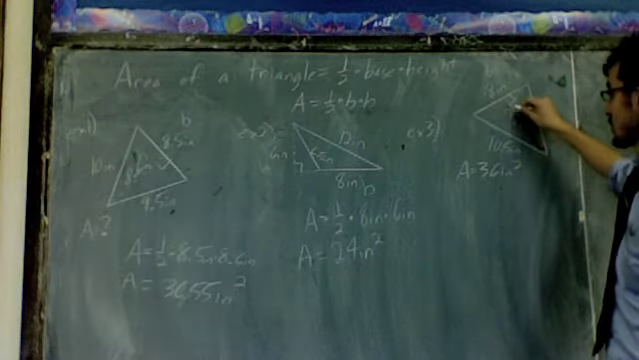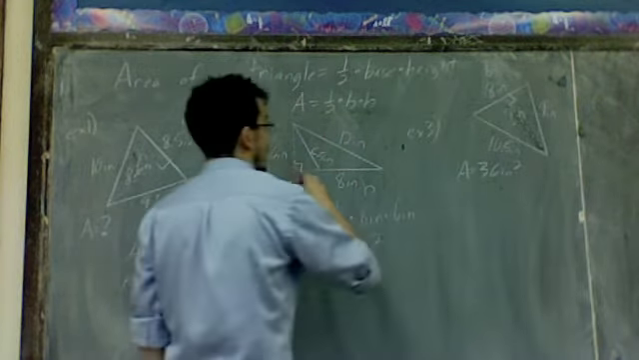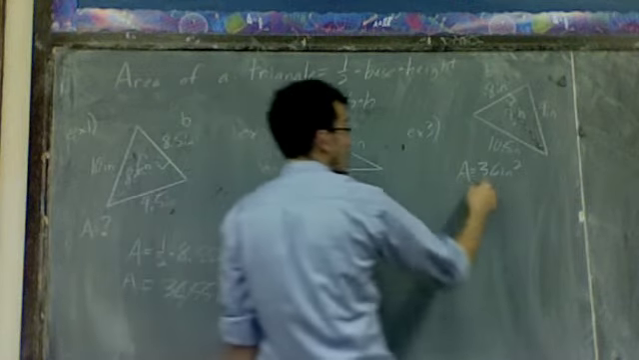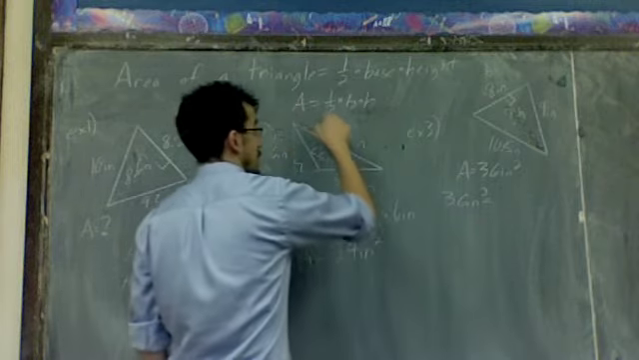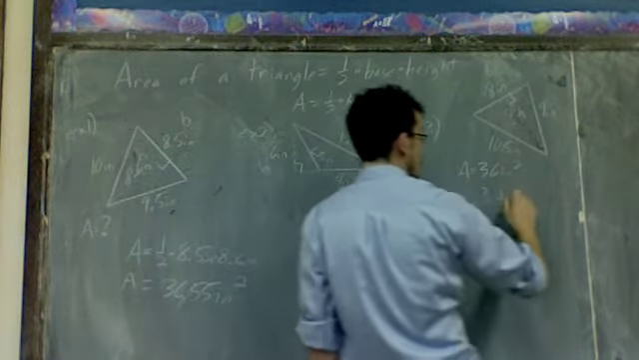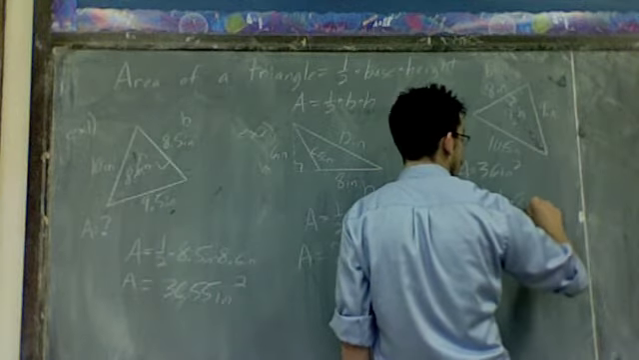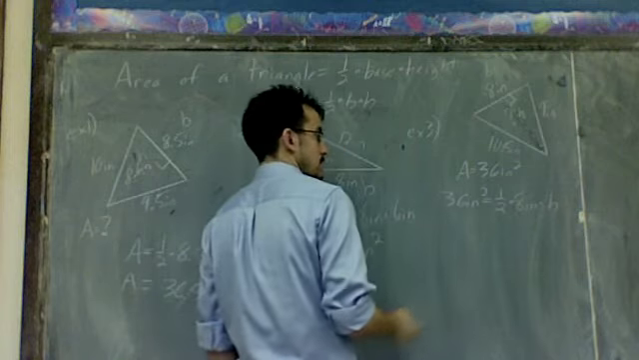So if this is the base, and this is my height, let's set up an equation. Area equals 1/2 base times height. Well, the area, we know, it's 36 inches squared. And I say that equals 1/2 times the base, 8 inches, times the height, something I don't know. Well, we can figure this out pretty easily.